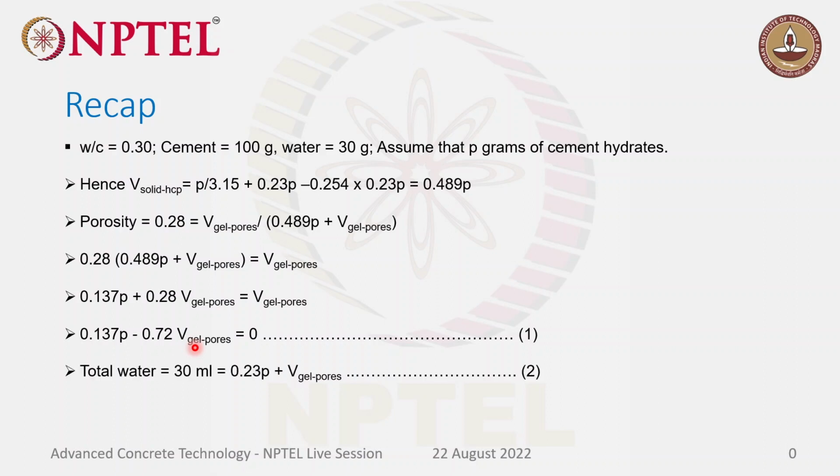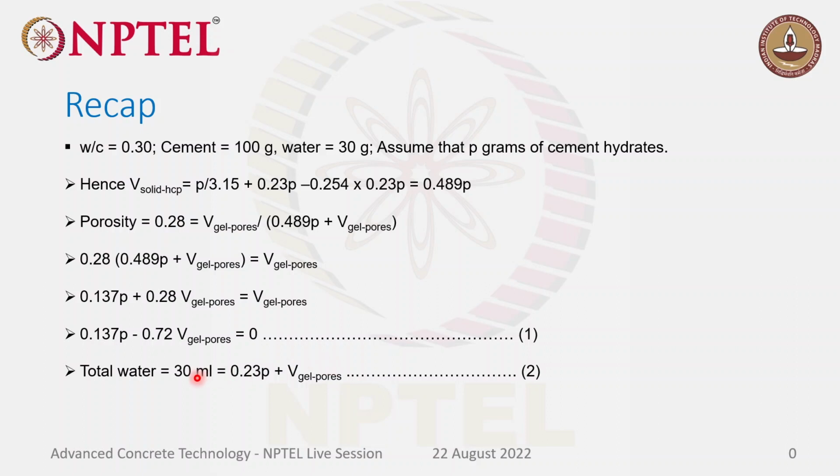The second equation is, we know that the total water is 30 ml. Since we assume here there is no capillary water, there is no sufficient water for the capillary waters to fill the capillary pores, because we know that we need at least 42 grams of water for complete hydration, which will be present in the total hydration as bound water as well as the gel pores. But if 42 grams of water is not there, then there will not be sufficient water to fill the capillary pores as well.